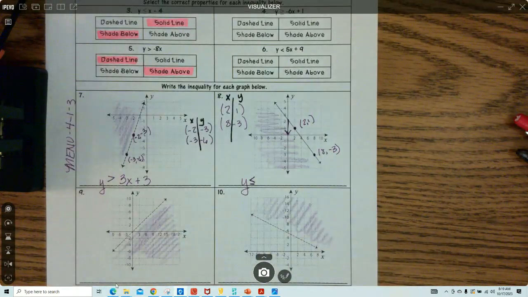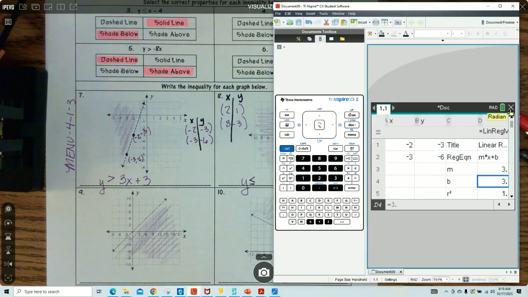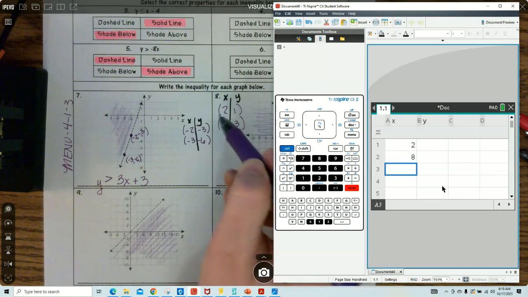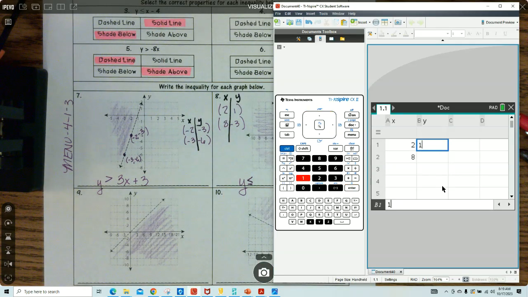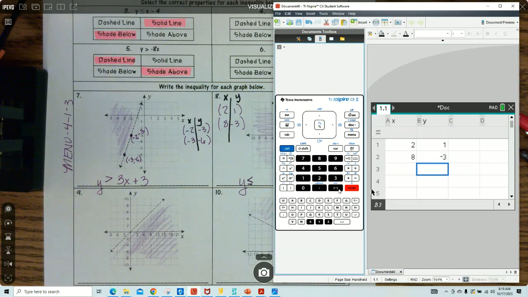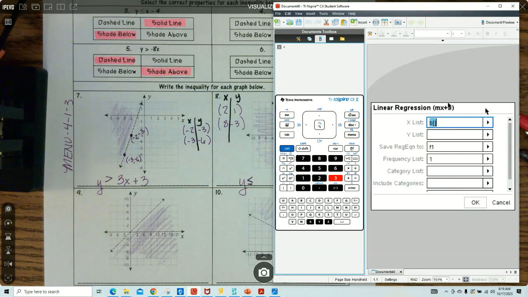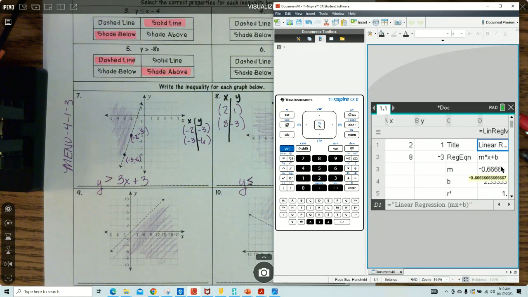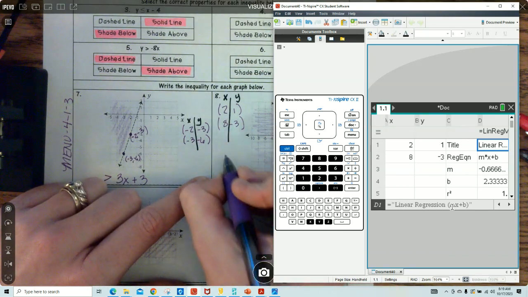Okay. So pull up my calculator. Start fresh. X out. Start a brand new one up. X next to the A. Y next to the B. Put my x's in, these two. And then put my y's in. And then it's menu 4, 1, 3. Change my x list to x and my y list to y. I get gross numbers. We do not use decimals. So I'm going to write down the values that I have.